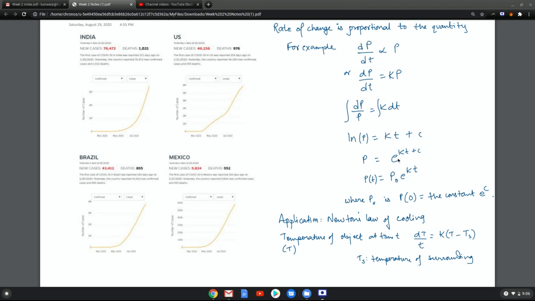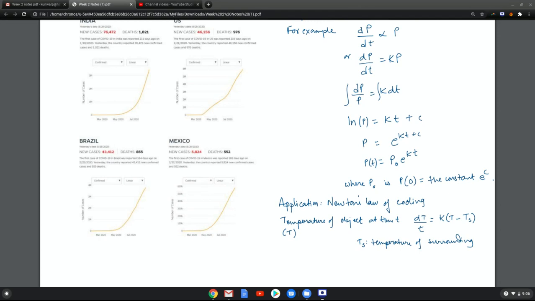Now, e^(kt+C) can be rewritten as e^C times e^(kt), where e^C I'm going to relabel as P0, the constant e^C, which is the population or the quantity P at time 0. So in general, these kinds of functions always look like a constant times e to the power k times t.